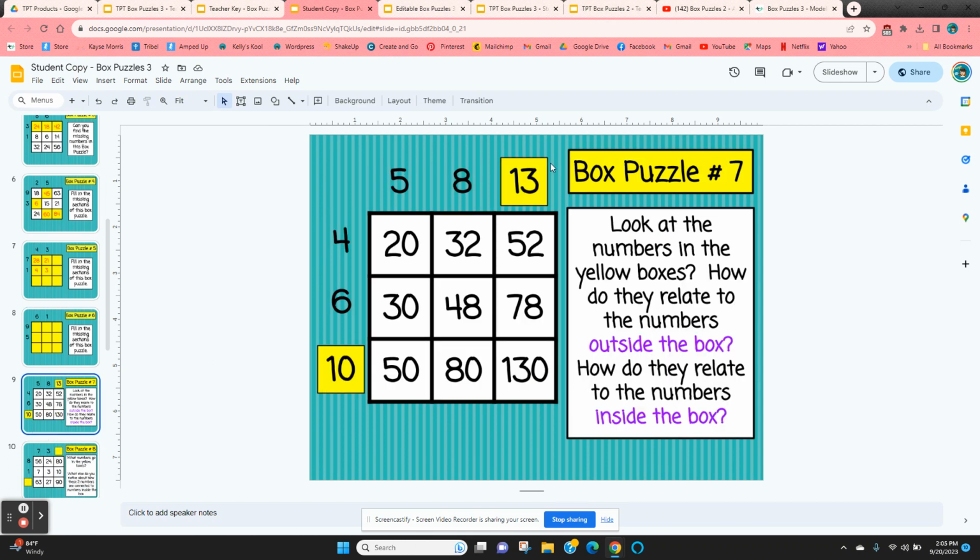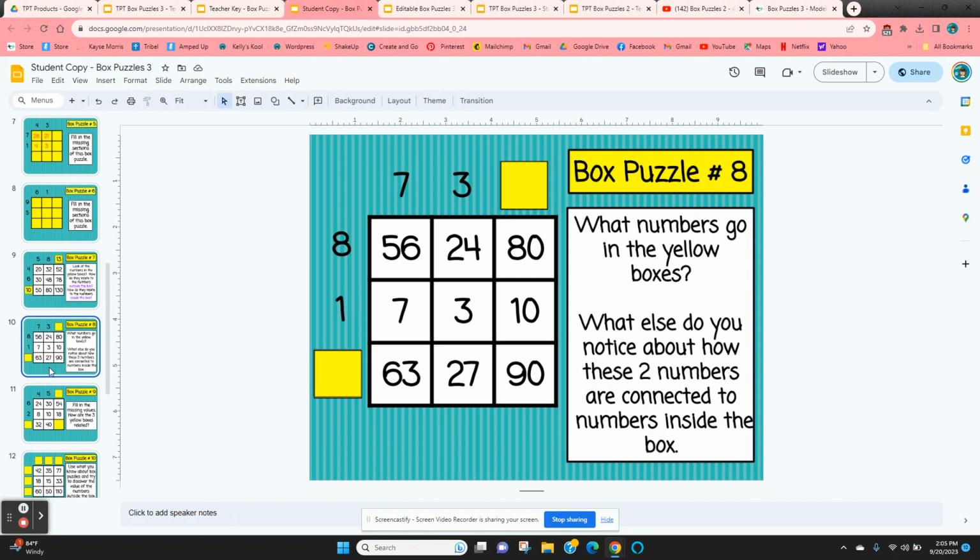Now we've added a couple more numbers, and you want them to look at 10 and 13 and see if they can figure out how those numbers are working. So here you can see that if they add 4 plus 6, they get 10, and 5 plus 8 is 13. But if we multiply 13 times 10, we're going to get the final number in this box. 10 times 5, that works. 10 times 8. And here 13 times 4 is 52. So it needs to work all the way around.